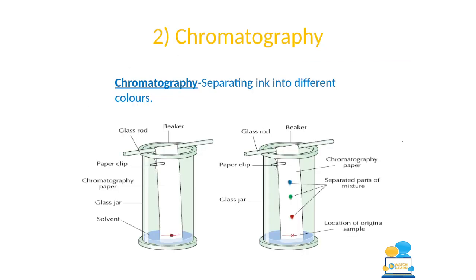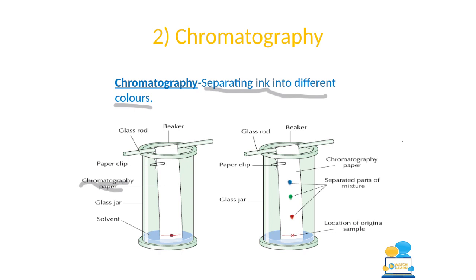The next type of separation technique we're going to look at is chromatography. Chromatography involves separating ink or dye into different colors. You may have used this in school using a special type of paper called chromatography paper. Chromatography paper essentially allows ink within a certain dye to be separated.